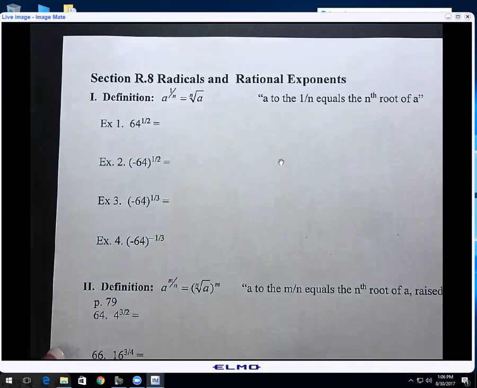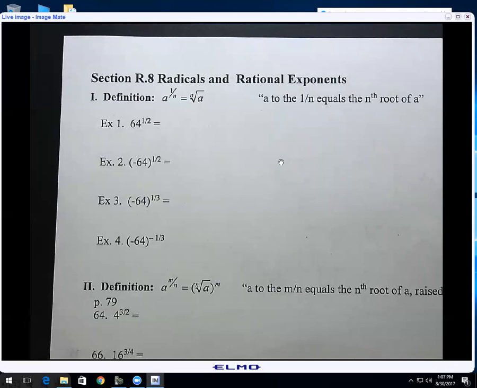R.8 is rational exponents and radicals. What does the word rational mean in math? What's a rational number? Does it mean a sane number? A number that's not out of its mind? That's what it means in psychology. It means something different in math, though. What does it mean?